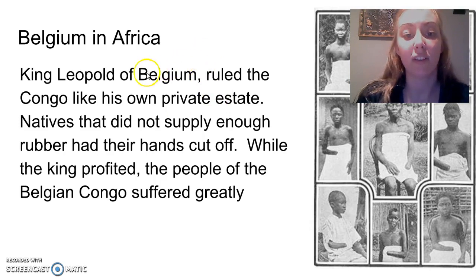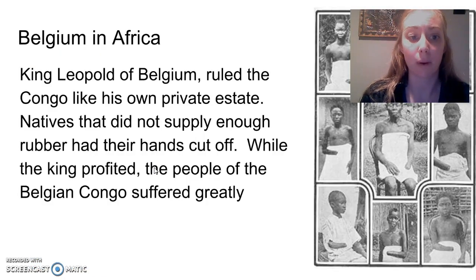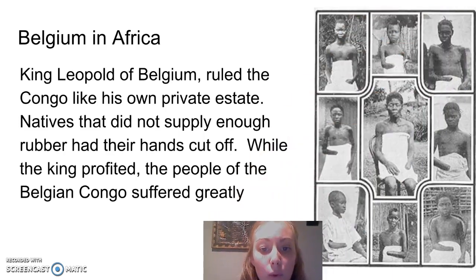King Leopold of Belgium, if we go back to our map, this is our Belgian Congo. This is the main place where King Leopold takes power. He ruled the Congo like his own private estate or his own private house, and he was very cruel. The native Africans that didn't get enough rubber from rubber trees, and I'll show you pictures of tapping rubber trees and what that looks like.